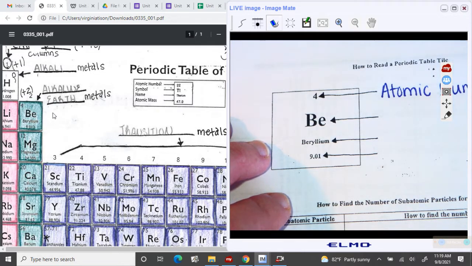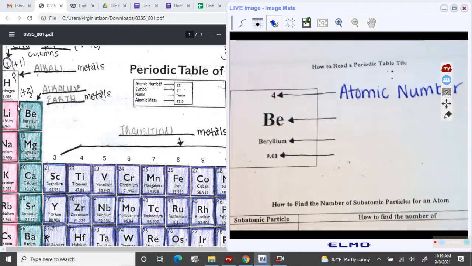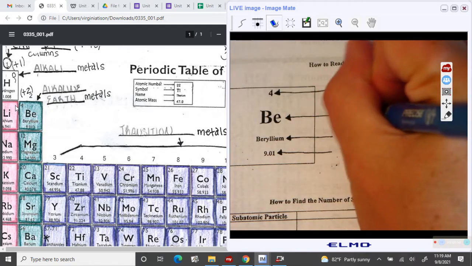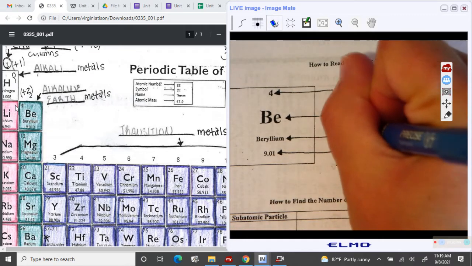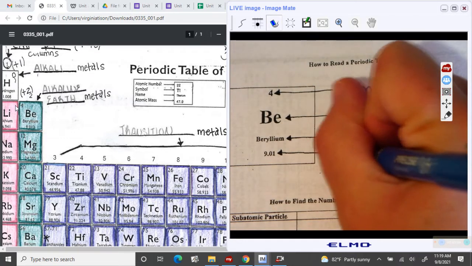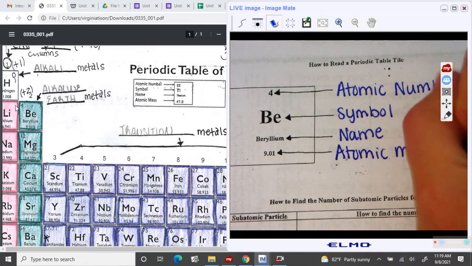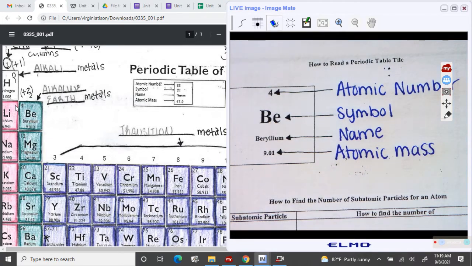And remember, the atomic number is like its DNA. So this is exactly how many protons it will have. In the middle part, that tells us the symbol for the element. Then we have the actual element name. And at the bottom, we have the mass of the atom, the atomic mass. This atomic mass tells us how much the atom weighs.